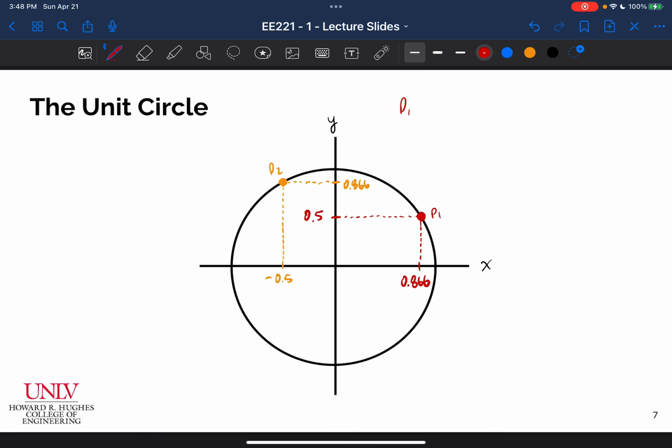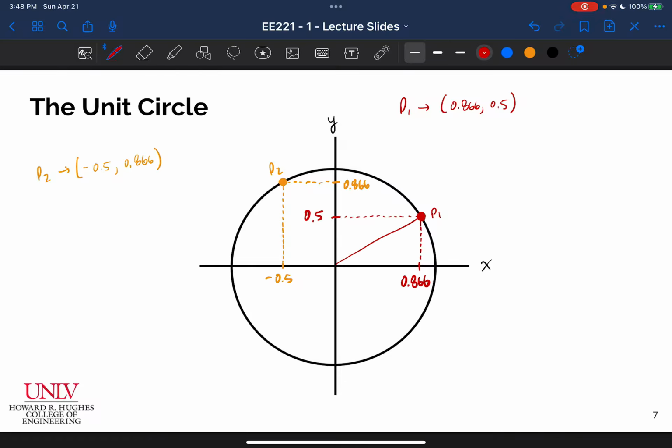And so point 1 is basically at x 0.866 and a y value of 0.5. I hope everybody agrees with that. Point 2 I'll do over here is basically at an x value of negative 0.5 and a y value of 0.866. You might wonder why I picked 0.866. You'll see why later.